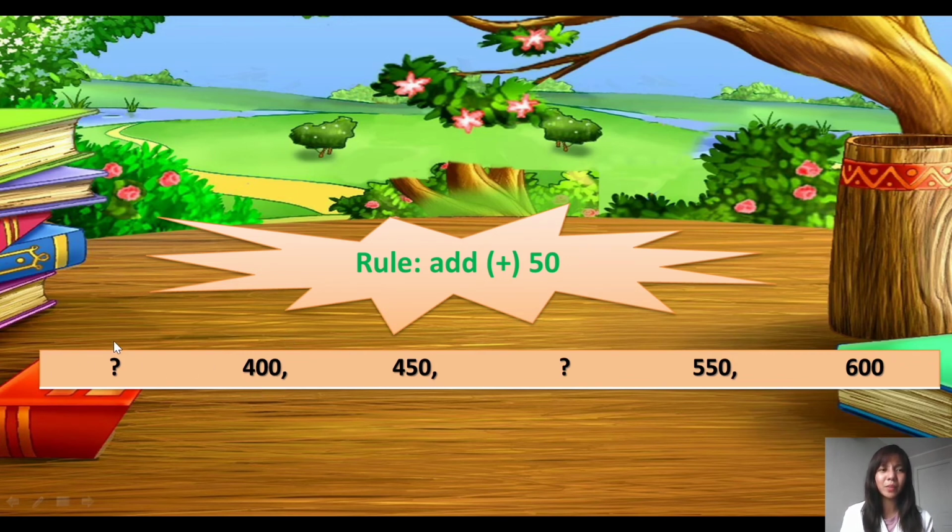So which means, what do you think the number here? It's 350. So 350 plus 50, the answer is 400, right? 400 plus 50, the answer is 450. So now 450 plus 50, 500. Alright, and then 500 plus 50, so 550, and then 550 plus 50, it becomes 600.